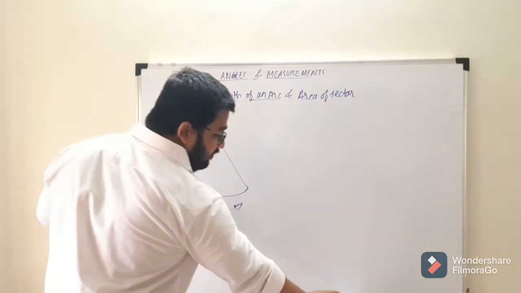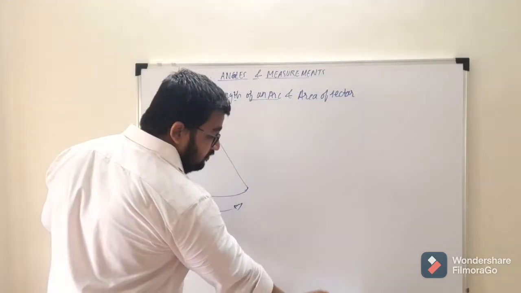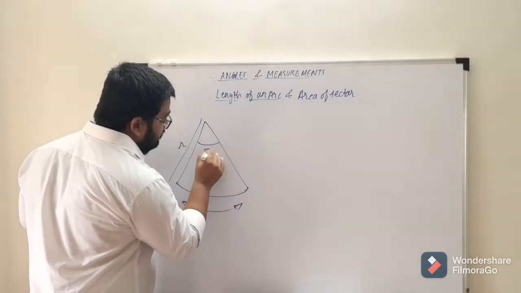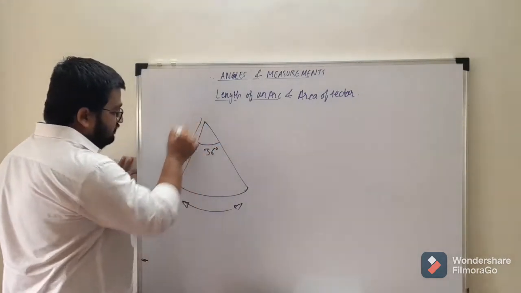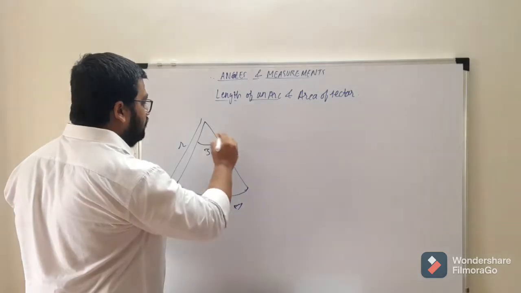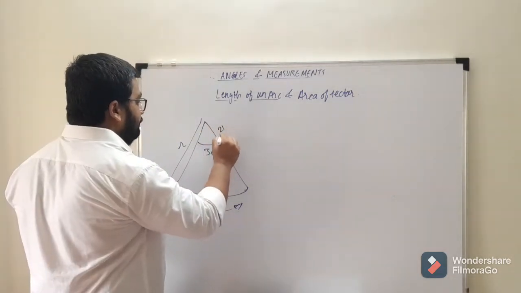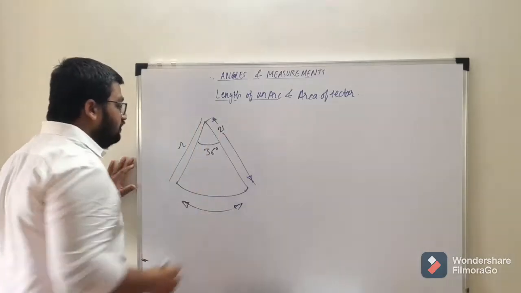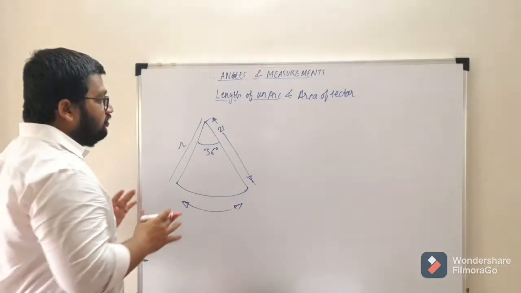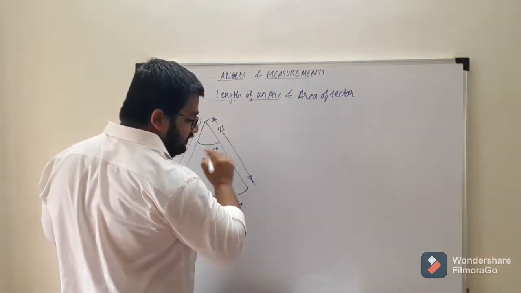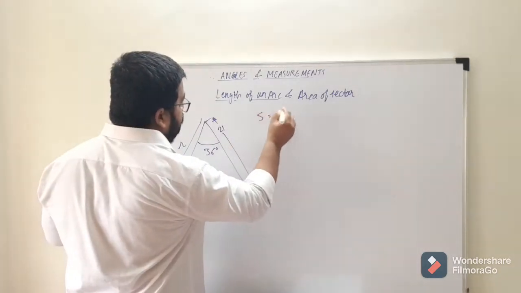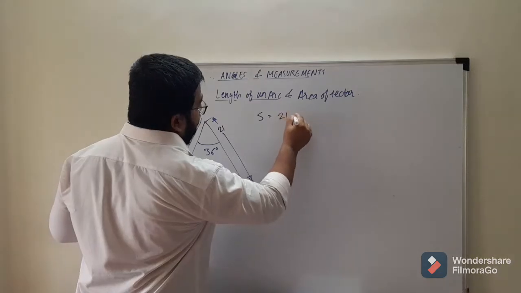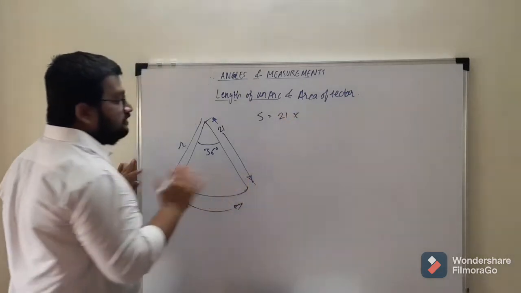They have given that the pendulum oscillates through an angle of 36 degrees. Now this is 36 degrees and this is the arc length. They have given the length of the pendulum is 21. So 21 is the radius, or the length of the pendulum. Again we'll do the same thing. Our formula is S is equal to R theta. So S is equal to R, what is R? 21, into theta. Again we will calculate in radians.